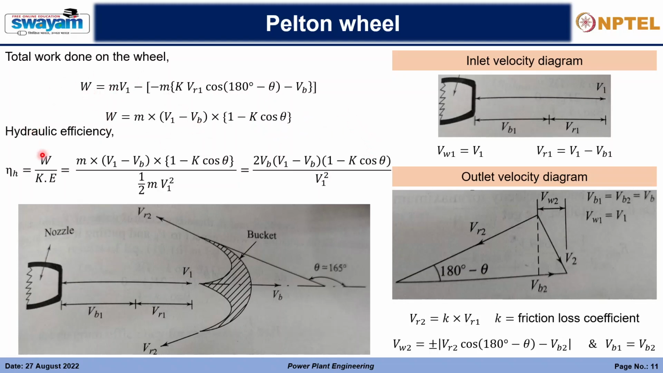Okay, then the hydraulic efficiency can be calculated in this manner. So somewhere I'm missing a vb out here. The force into velocity will give us power, right? Force into distance divided by time. So we'll have to multiply this whole thing with the blade velocity, and that will give us the work done on the wheel. And the work done is divided by the kinetic energy. What is the kinetic energy? It is half m v1 square, that is the kinetic energy of the inlet jet. That will give us the hydraulic efficiency.